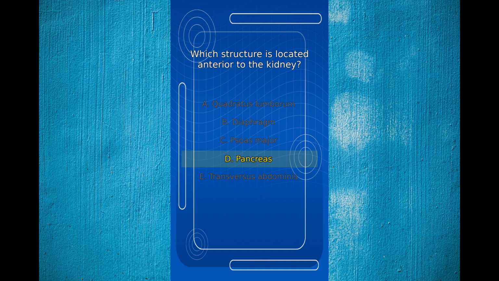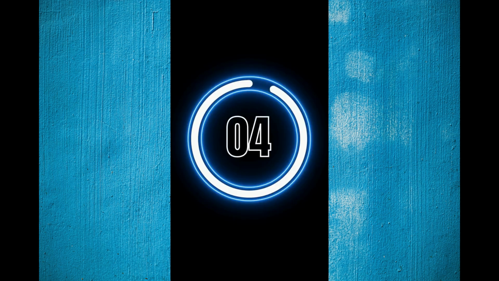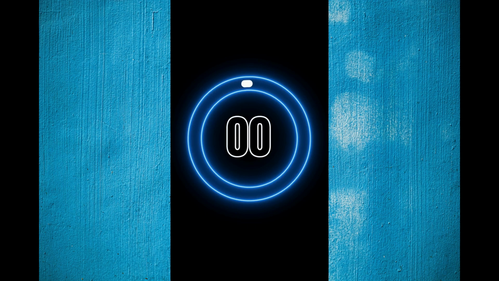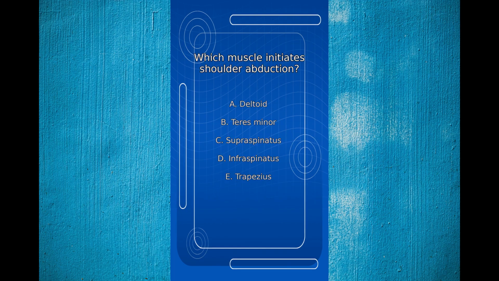Pancreas. The pancreas lies anterior to the left kidney. Which ligament attaches the liver to the anterior abdominal wall? The correct answer is C. Falciform ligament. The falciform ligament connects the liver to the anterior abdominal wall and diaphragm. Which muscle initiates shoulder abduction?